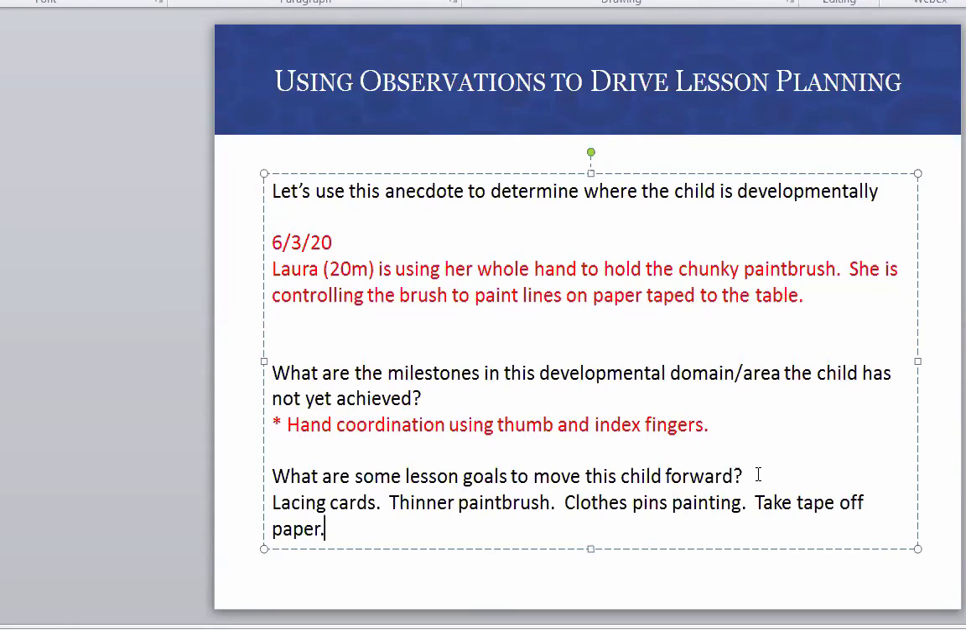The clothespins, have to watch out and see what is possible for that. But yeah, lots of fine motor. If you Google fine motor development for toddlers, there's lots of options out there.